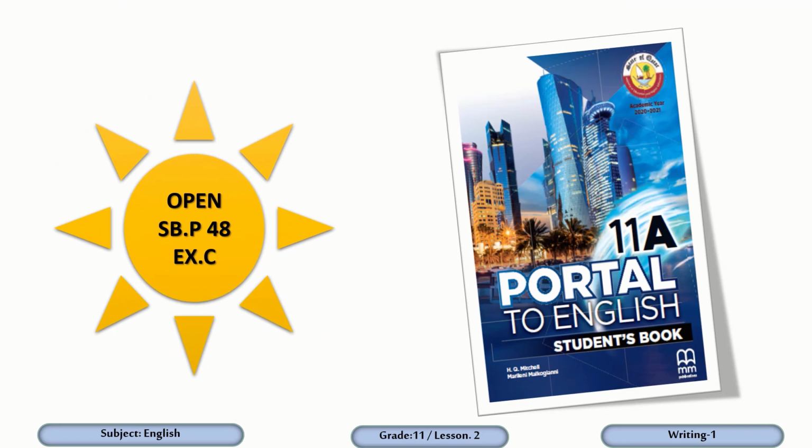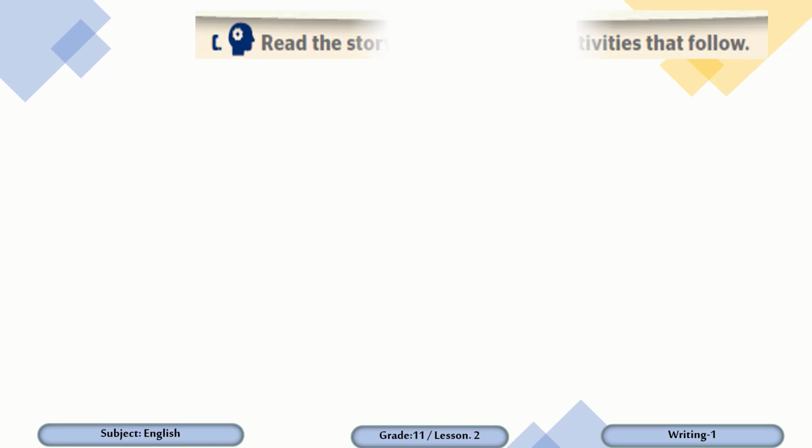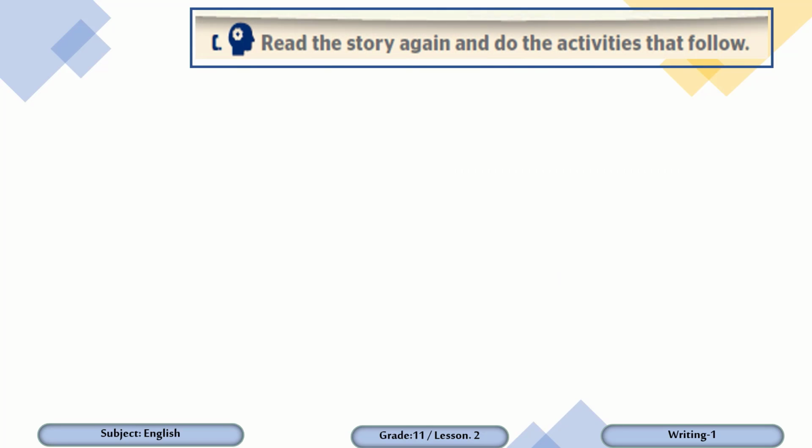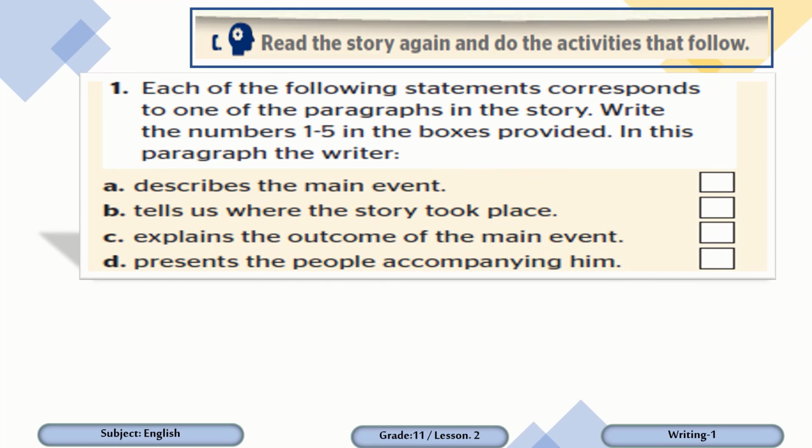Now please open a student's book, page 48, exercise C. Dear students, read the story again and do the activities that follow. Number 1. Each of the following statements corresponds to one of the paragraphs in the story. Write the numbers 1 to 5 in the boxes provided. In other words, you need to write down the number of the paragraphs where you can find these statements.